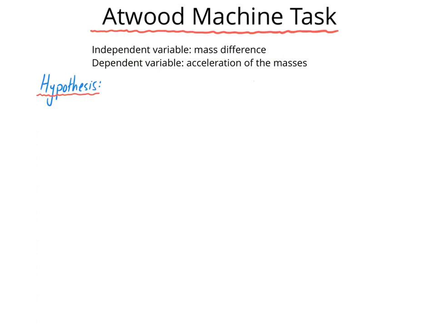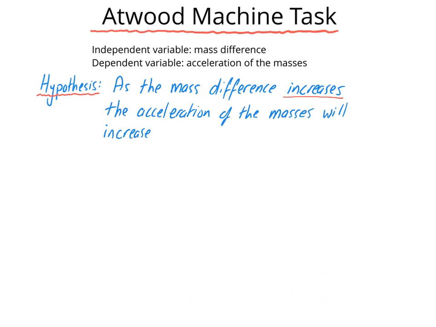Now, before we start collecting data, we need to write a hypothesis. Our hypothesis should state how the dependent variable, the acceleration of the masses, changes as we increase the mass difference. So as the mass difference increases, the acceleration of the masses will increase. However, there are lots of different ways this might increase. We need to give a little bit more detail here. Here we're expecting the increase to be at a constant rate. That means we're expecting a linear relationship between the mass difference and the acceleration.